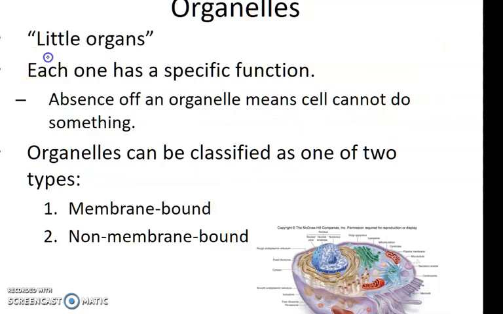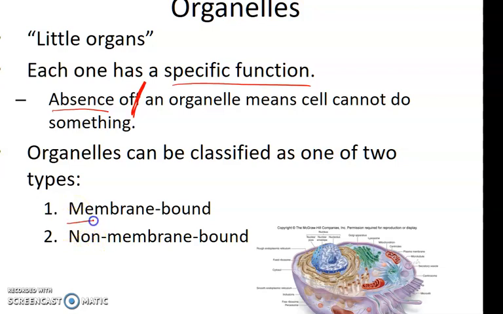Organelles means little itty-bitty baby organs. And they're the assembly line inside your cell. They are doing things. Each one has a specific function. Absence of an organelle means a cell cannot do something. So on tests, I like destroying mitochondria. What does mitochondria do? Make energy, so the cell can't make energy. Or your nerve cells lack centrioles, so whatever the centriole lets a cell do, a nerve cell can't do. So we'll look at this a couple times in this lecture.